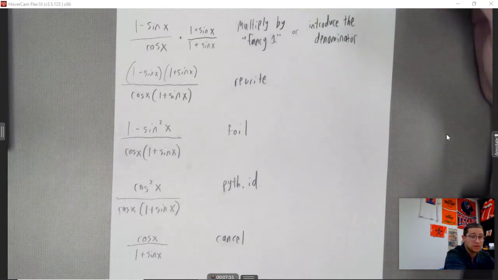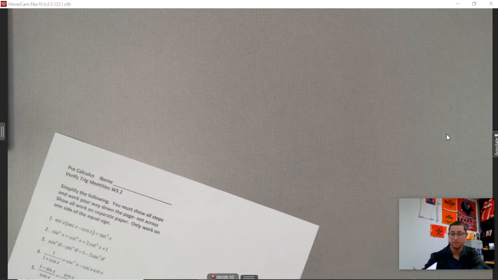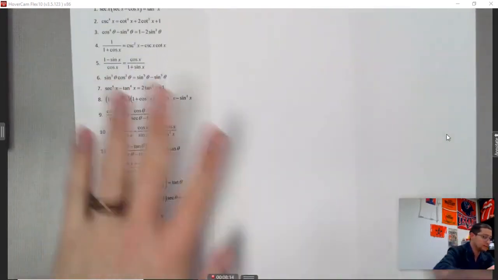We're using a couple different steps. We're multiplying, we're foiling, Pythagorean identity, cancel, done, right? Okay, that's number 5. That's a solid problem. Okay, number 7. All right, number 7, also a great problem. Good kind of standard problem again. So let's go ahead and do it. Number 7.